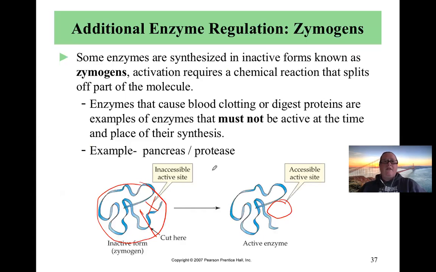And some enzymes we don't want to work where they're made in the body because they could potentially destroy that tissue. Those are called zymogens. They will be activated when a portion of it is cleaved off and the protein or enzyme takes its active shape.